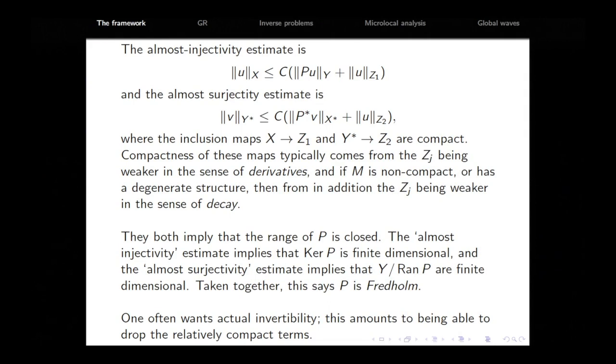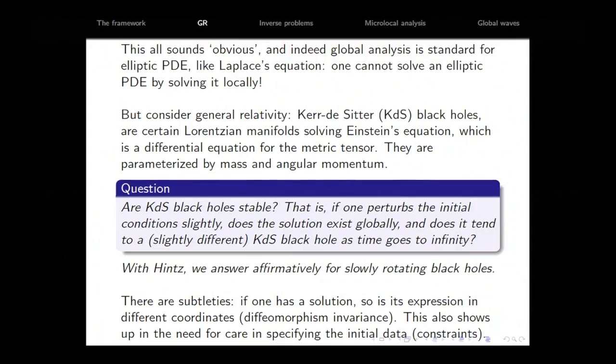Okay, so you often of course want an actual invertibility statement, left or right, so injectivity or surjectivity, and that amounts to saying that you can get rid of the last term of the estimate. But given this estimate, you can get at this, being able to get rid of the last term, by showing that, in fact, any element of the null space, say, is trivial. And there are various techniques for doing that. So I will really concentrate on where these sorts of estimates come from, because this is what's robust. All right. So actually, this all sounds obvious, right?